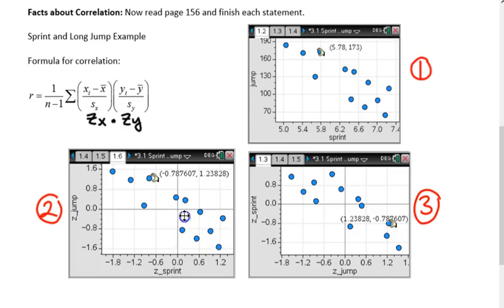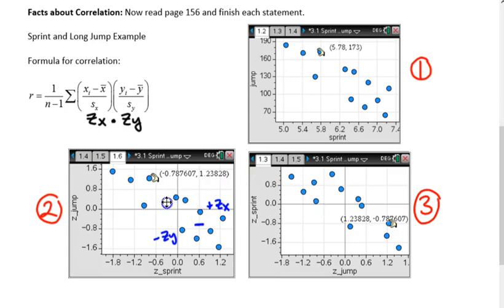So over in this little section right here, we have values that have a positive z-score in the x direction. In other words, they are higher than the average time. So these are our slower runners. And we have a negative z-score in the y direction, which means they jump less than the average long jump. If we multiply zx times zy, all of these would give me a negative value.